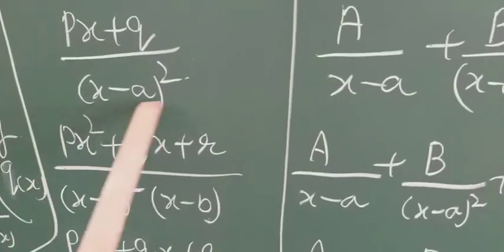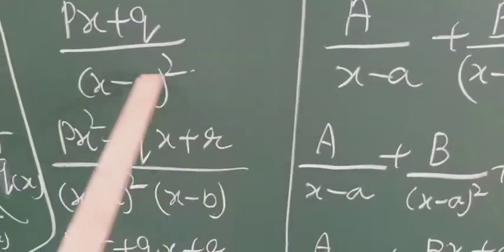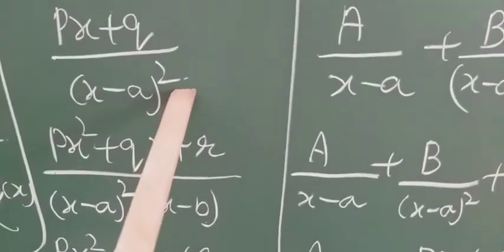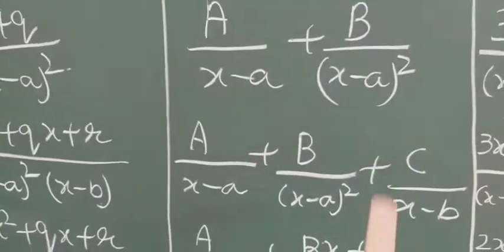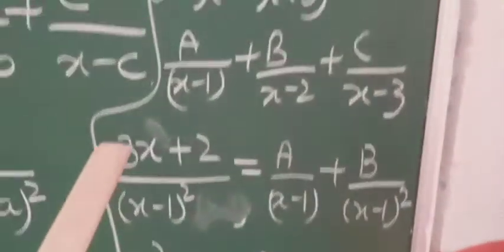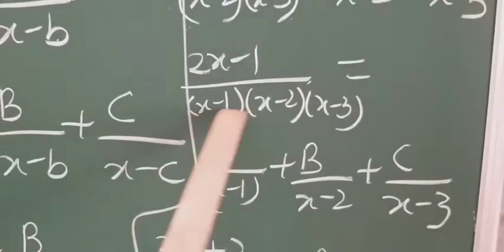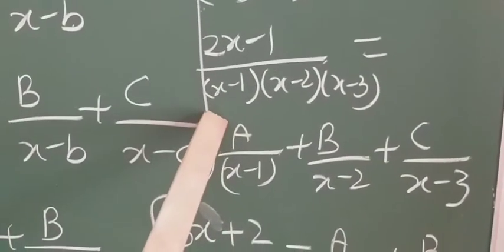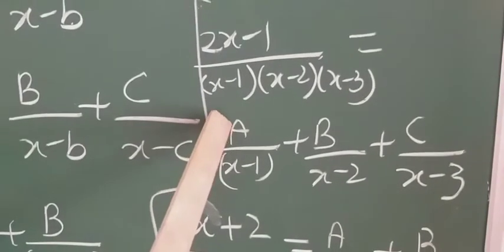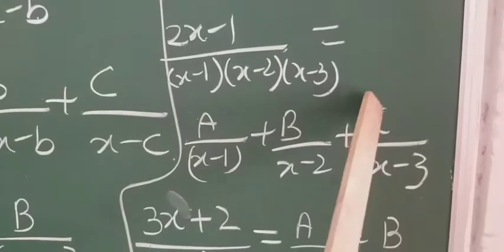If both factors are same, x minus a into x minus a, or you can say x minus a whole square, then we will take a upon x minus a plus b upon x minus a whole square. For example, students, in this example of the previous one, 2x minus 1 upon x minus 1, x minus 2, x minus 3, their partial fraction we will take a upon x minus 1 plus b upon x minus 2 plus c upon x minus 3.